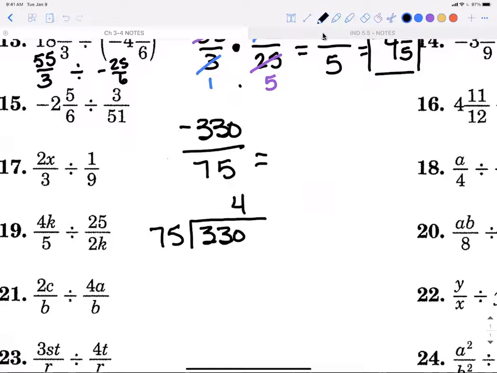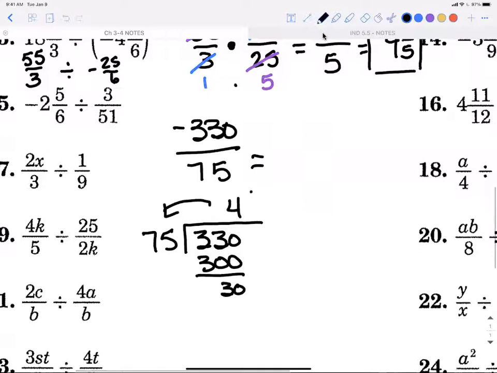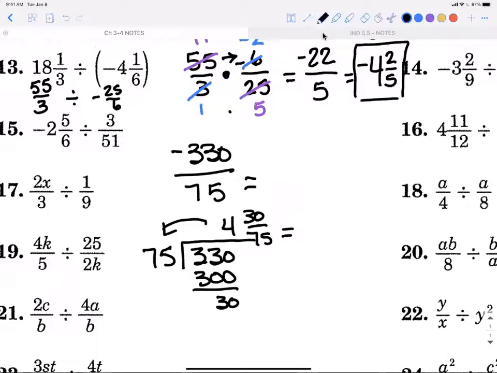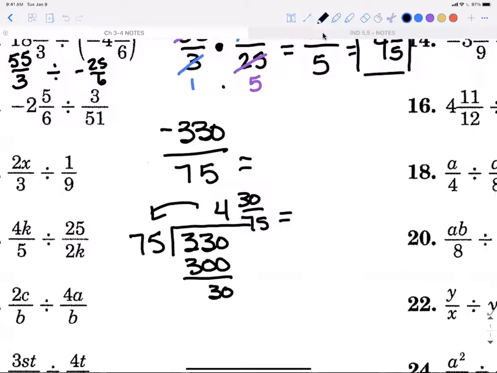75 goes into 330 4 whole times. Okay. 4 times 75, we're doing long division here. 75 times 4 equals 300. You have 30 left over. Okay. So your remainder is 30 over your original denominator, which is 75. Now you've got to look at 30 and 75, right? They both end in a 0 or a 5. So we know they're at least reducible by 5. They might be reducible by more, but we'll start there because that's the easy one to see.